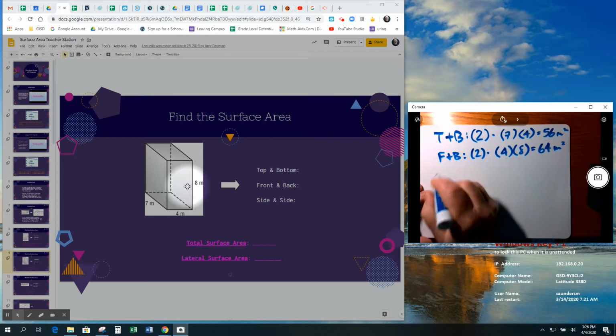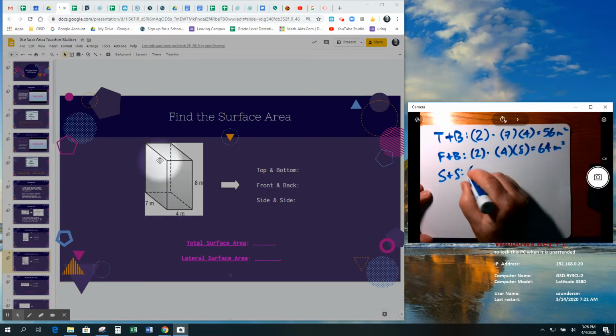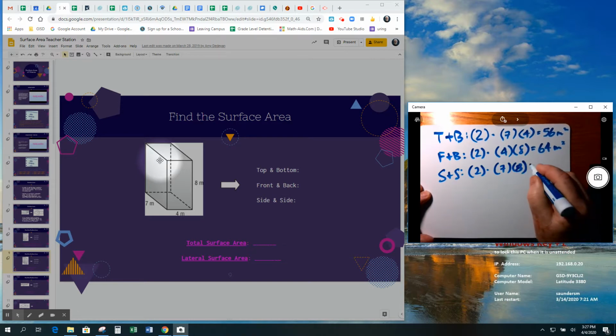And then I have a side and a side. And so my sides are this side right here and this side right here. And so this side is 7 meters by 8 meters. And there are 2 of them. So I'm going to say 2 times 7 times 8. 7 times 8 is 56. Times 2 would be 112. And that's meters squared.